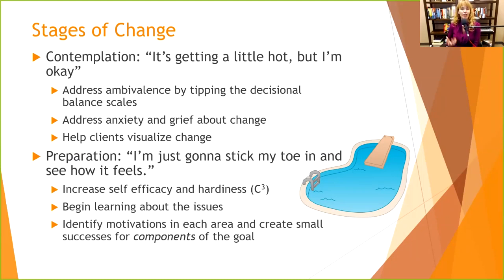As clinicians, we can address the ambivalence by tipping the decisional balance scales. Have them do one of those decisional balance exercises. We want to address their anxiety about change. What are you afraid of with change? Are you afraid of failing? Are you afraid of losing friends? What are your anxieties and apprehensions? And also their grief. Letting go of something, not being able to smoke anymore, there could be some grief in it. So let's talk about, what does it mean to you to not be a smoker anymore, or to not be able to turn to cigarettes when you get stressed?